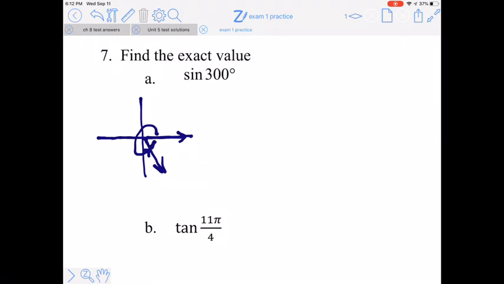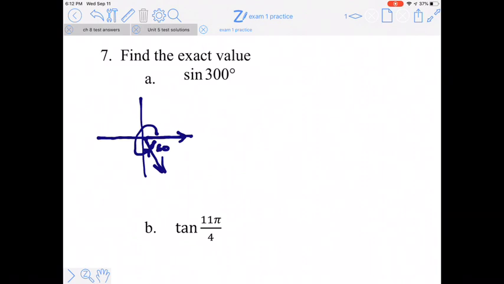But the reference angle would be the difference between the angle and the x-axis in that quadrant. So if you measure it clockwise, it's -60, but if you go the other way and go counterclockwise, it's 60. And we always want positive reference angles. So the reference angle I'm going to call 60 degrees. That's the reference angle there, 60 degrees.